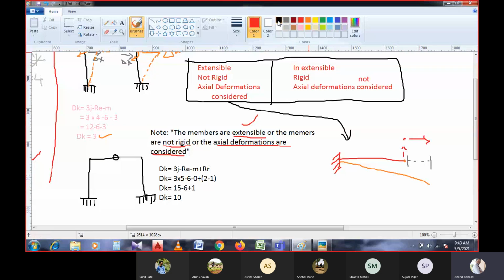At the same time, if you consider the same structure with the given notation, that the body is inextensible, the body is rigid and the axial deformations are not considered, then we won't have any axial deformations. It will be restricted to this particular length itself and will not extend. That means the body is rigid and the axial deformations are not considered. Is that clear? The difference between these two words?